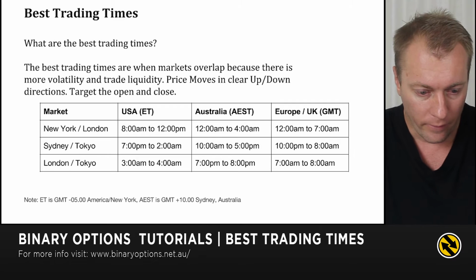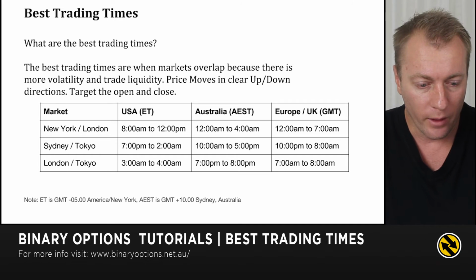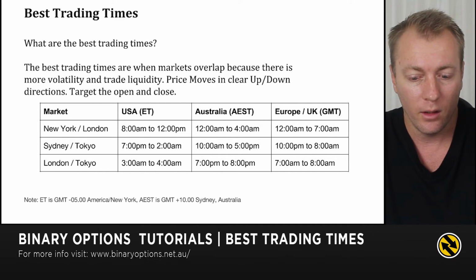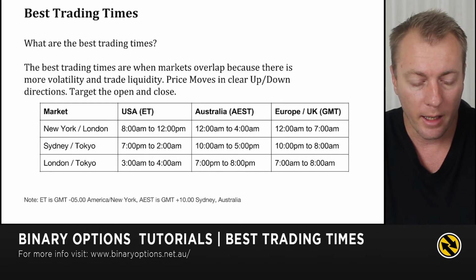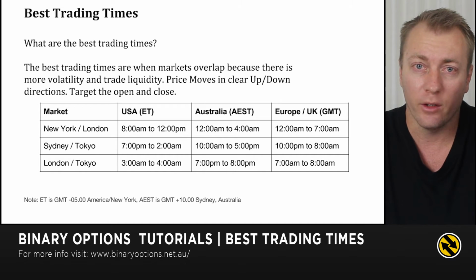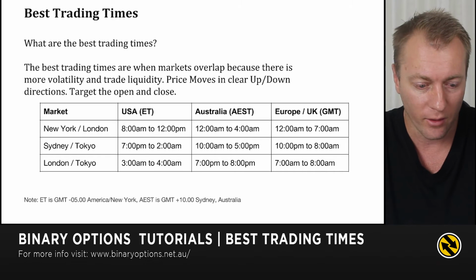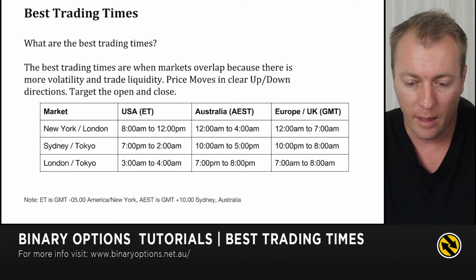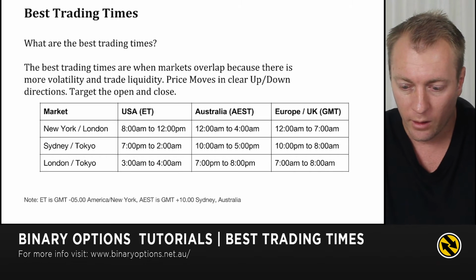These are going to be the best times to get clear trends. So again, I've broken this down into the various markets where they overlap: New York, London, Sydney, Tokyo, London, Tokyo. Depending on where you are in the world, you want to target those times. If you're in Australia, you want to target three main zones. That's the New York, London, which is between 12 a.m. and 4 a.m. That's probably not the best, as most people will be in bed in Australia. You're probably better off targeting the Sydney, Tokyo and the London, Tokyo, between 10 and 5 and 7 and 8.